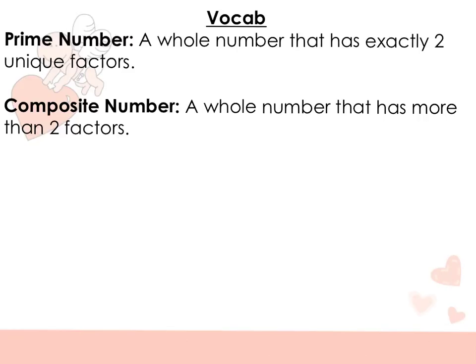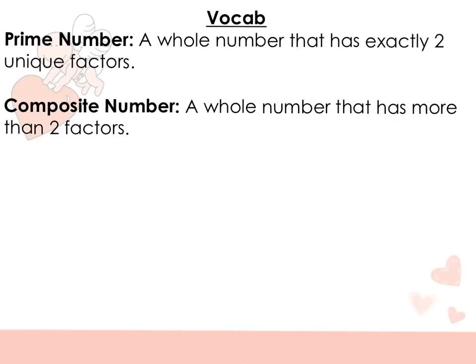Alright, so the focus of today, like I talked about yesterday, is we're going to take a look at prime factorization. But before we do that, we need to talk about what is a prime number and what is a composite number. A prime number is a whole number that has exactly two unique factors. Meaning that it can only be multiplied by 1 and the number. Those are two unique factors. They're different numbers that are being multiplied together to give you a number.